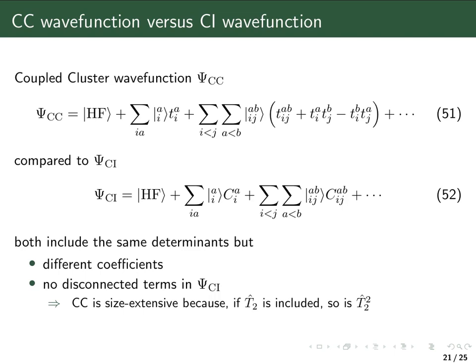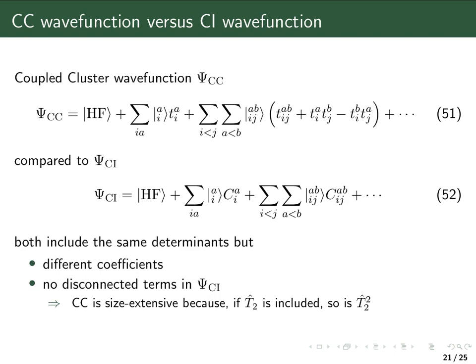Now, if we include in the cluster operator excitation operators up to the number of electrons, then we will get all excited determinants which are possible in the given basis set. This means that the coupled cluster wave function has the ability to be the full CI wave function, the exact solution to the Schrödinger equation in the given basis set, of course.